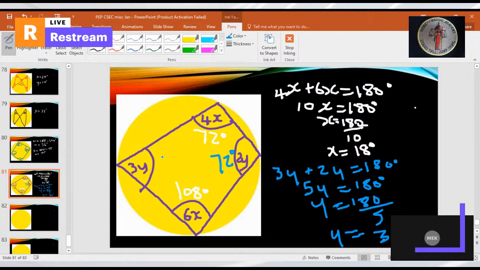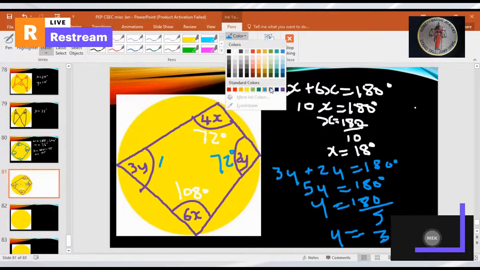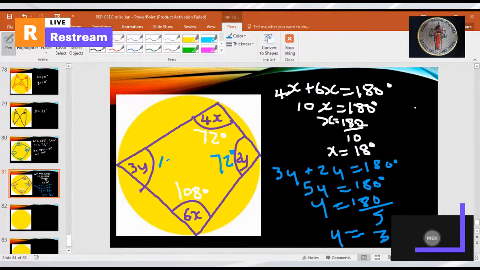All right, so that's the wrap for circle theorems. Like I said, there are other theorems. So we did five ones. Once you master them, you'll be good to go for the CSEC exam.